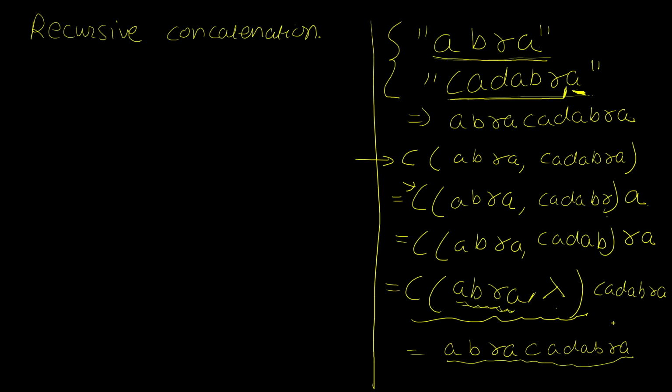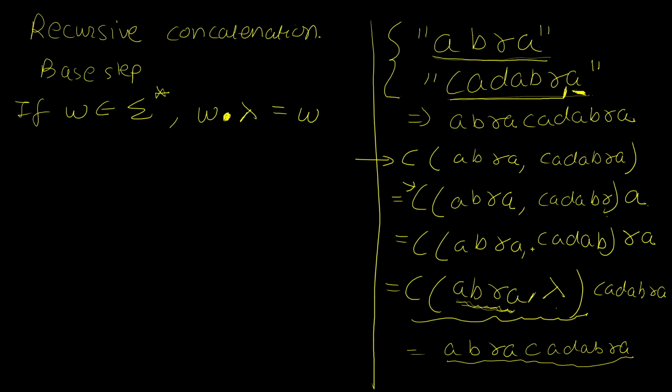So the base step of my recursive concatenation can take any word and then lambda, and it will produce the same word. So I'll say base step, and then I'll say if any word W belongs to the alphabet and if I just want to concatenate W and lambda, I'm just going to get W. I used C here in order to show you clearly what was going on. But the concatenation simply uses this symbol, dot. But if I use the dot here, the steps would be hard to distinguish. But formally, we'll just be using the dot notation.